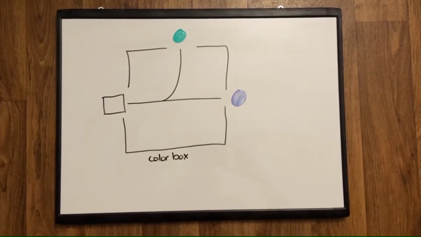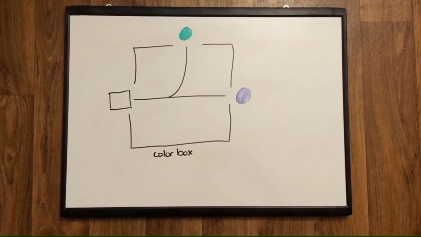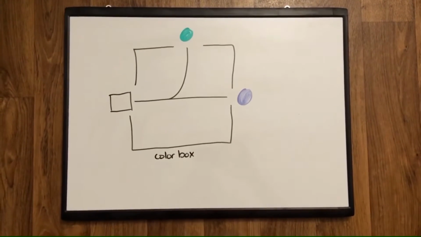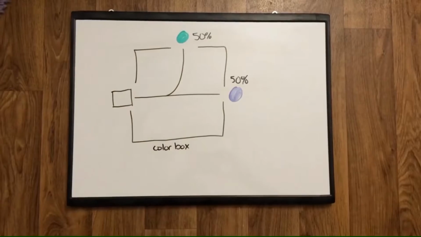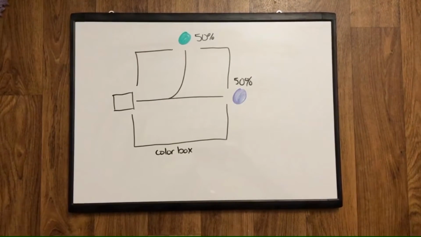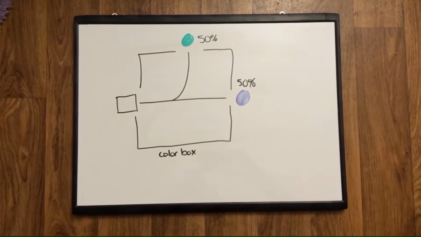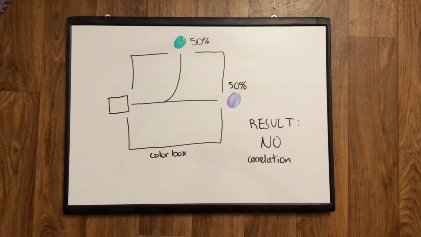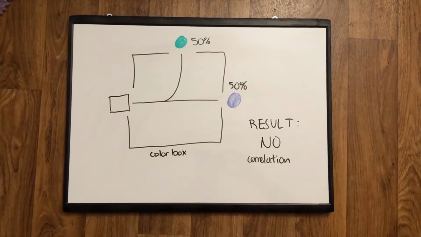In order to test if there's a correlation, let's start off by taking a rectangle and putting it through a color box. After running this experiment, we are able to see that there is still a 50% chance. That means we get a result of no correlation between shape and color.